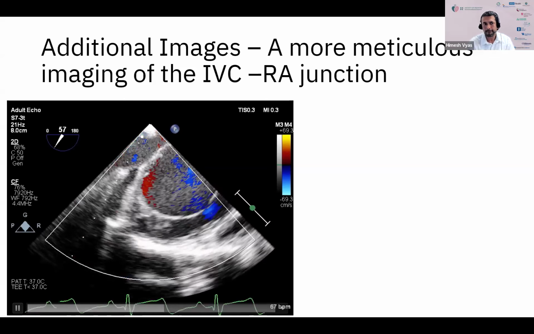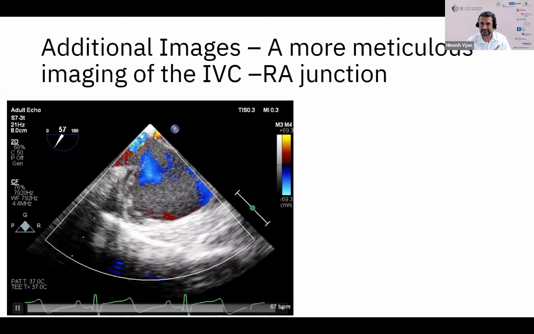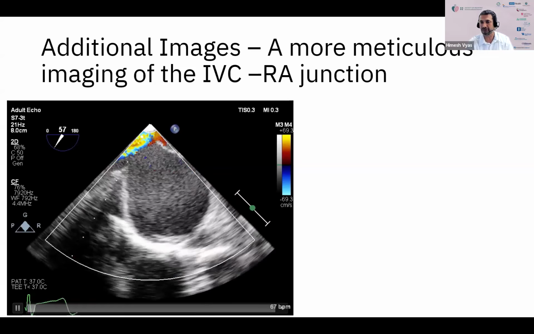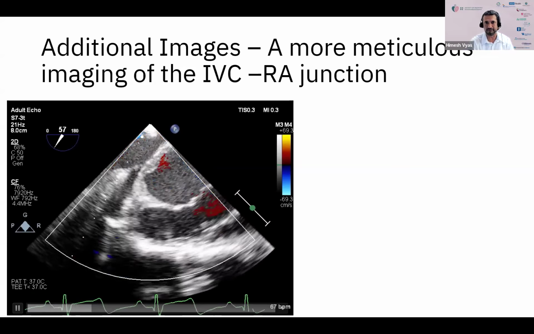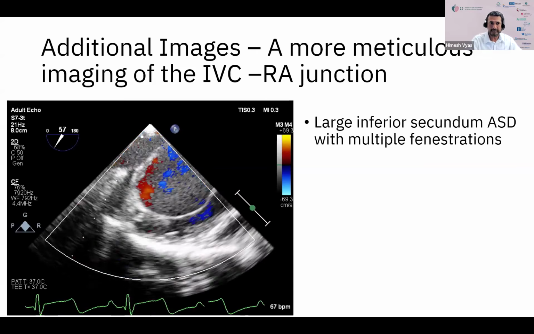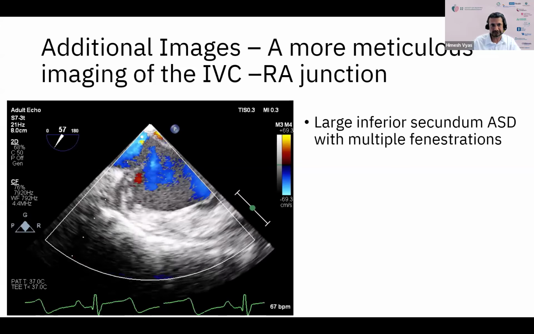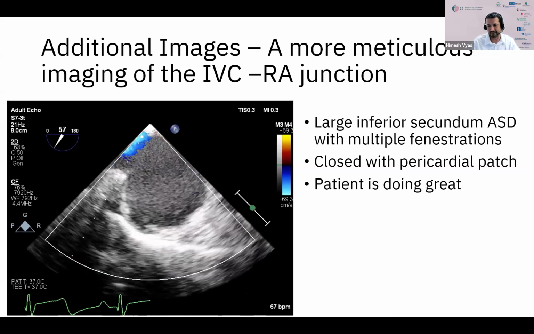And this is where the views that Dr. Puchalski talked about with the deep transgastric, looking at the IVC entrance into the right atrium, which almost looks like your subcostal sagittal transthoracic views, can be very, very helpful. So at surgery, they did find a large inferior secundum ASD, multiple fenestrations, which was closed with a pericardial patch, and this patient is doing great.